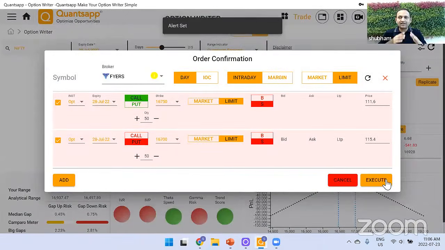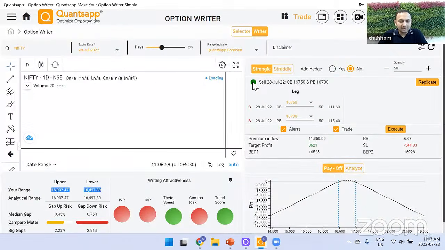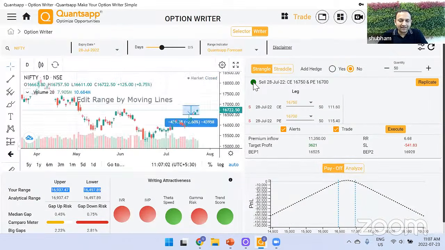So I clicked the option writer, and it gave me the strategy. All I have to see is that the strategy should be either yellow or green. I click execute, and the order goes through. Whenever we have to exit, the system will automatically send you an alert on mobile or Telegram, and whenever you get that alert, you have to exit your trade, right? If the strategy is green or yellow, you can execute. Red basically means that you're not getting enough reward to risk, so maybe you would want to avoid it.